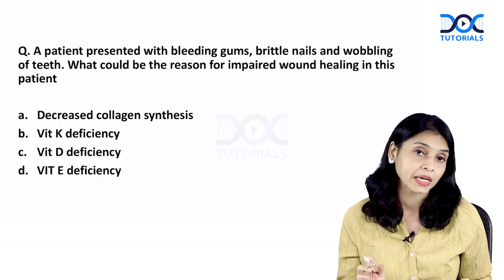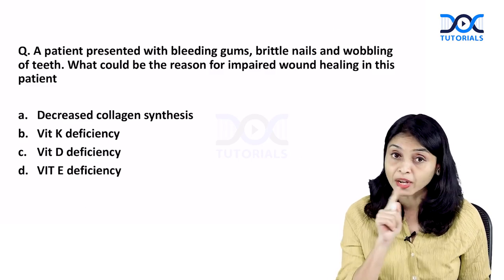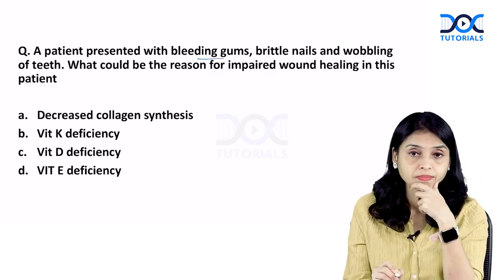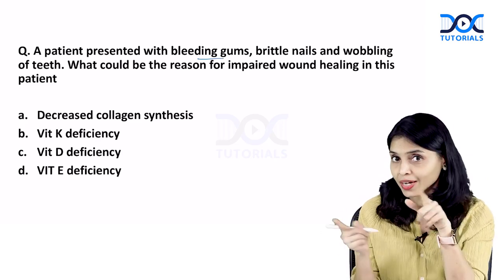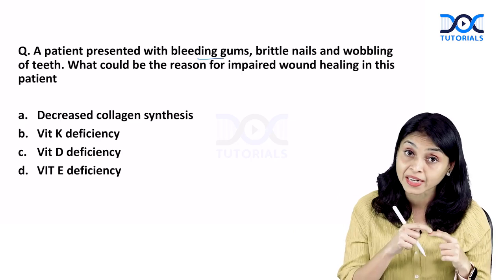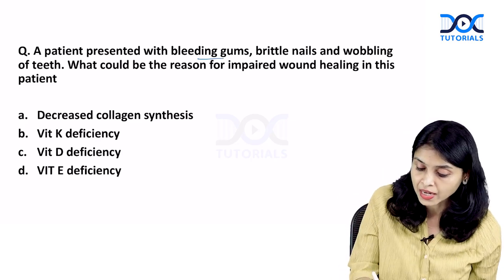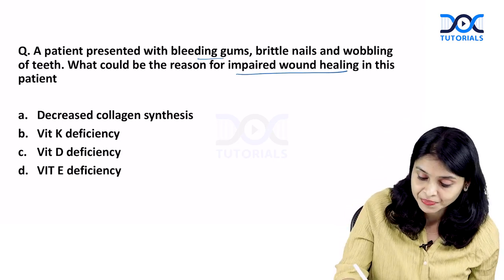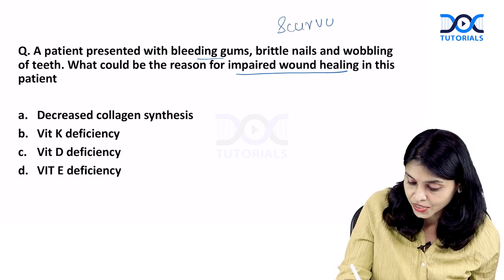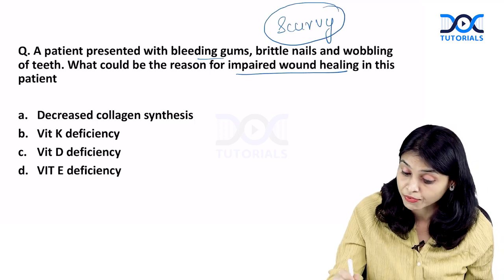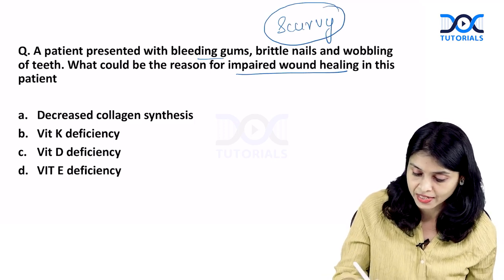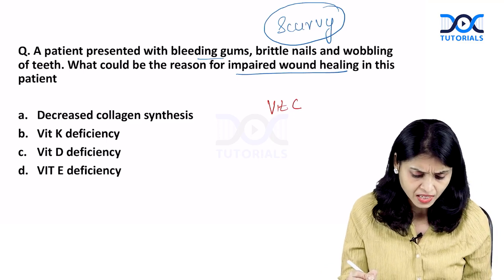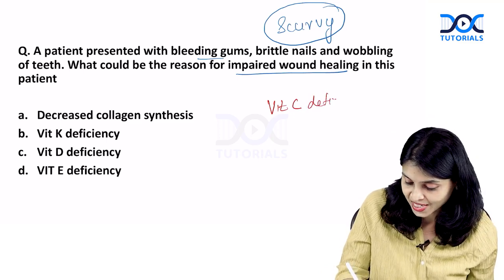A patient presented with bleeding gum, brittle nails, and wobbling of teeth. What could be the reason for impaired wound healing in this patient? There is bleeding gum, so you may think vitamin K. No. Look into the other manifestations: brittle nails, wobbling teeth. These are the classical features that you see in scurvy, and scurvy is because of deficiency of vitamin C, right? But do you find that answer here? No. So what is the answer here?